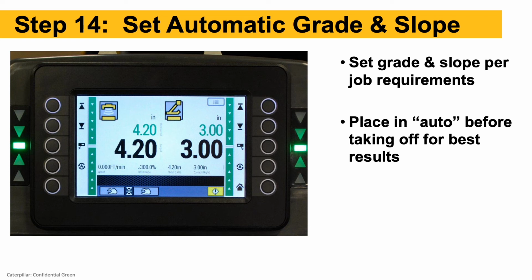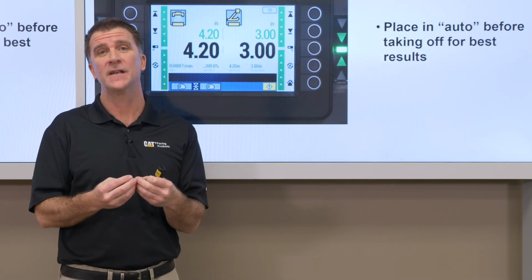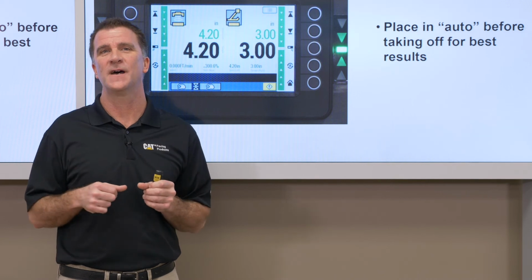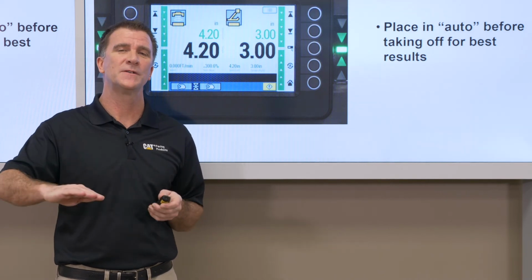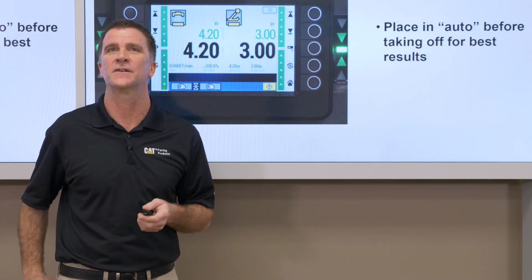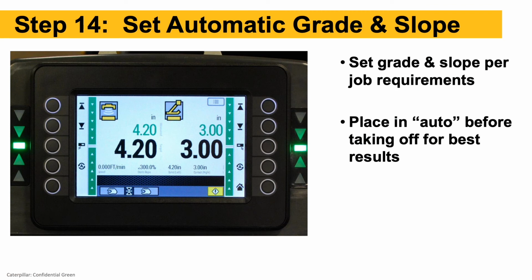So whether we're paving manually or using automatics, which is covered in another training segment, if we're using automatic grade and slope control, now is the time that we would set that up, just before we get ready to take off. Personally, I like to take off in automatic, so I'll get set up, bench or zero out my automatic grade controls before I even take off. Other crews like to take off manually and then engage the automatic controls. So there's two ways of doing it, but step 14 is when we set that up.